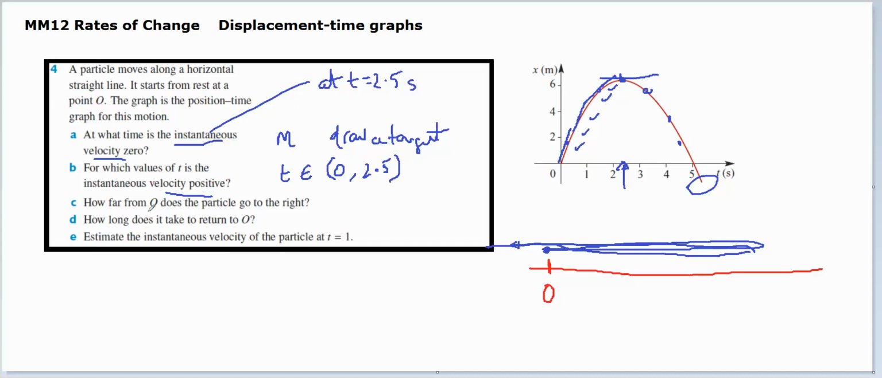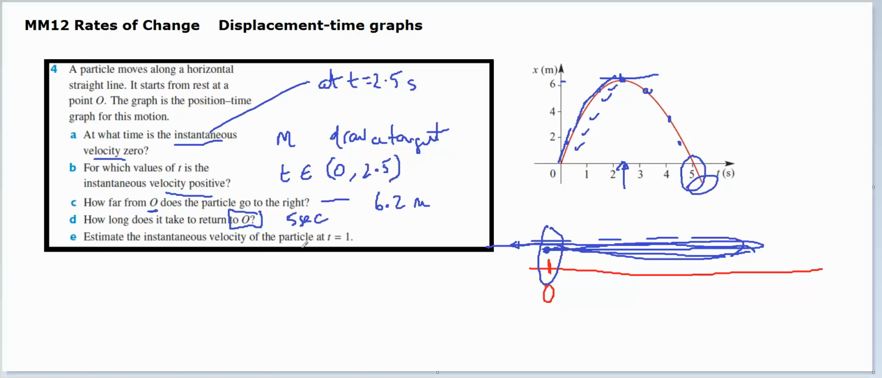How far from 0 does the particle go to the right? Well, it looks as if it's a little bit higher than 6. So I'm saying probably 6 point, it's a bit hard to tell on this scale, let's say it's 6.2 meters. How long does it take to return to 0? Well, it's going to be back again, returned to 0 then, which will be at 5 seconds.